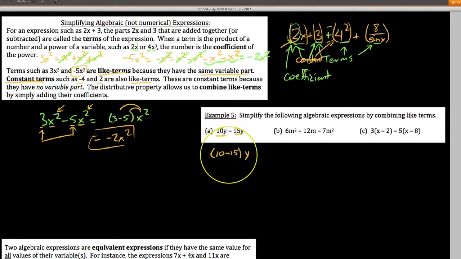Okay, not many people write this out, actually. I was just writing it out for note's sake, but we say, well, 10y minus 15y's, these are like terms. We say this is negative 5 of these y things. Okay, and again over here, we notice here, we say 6m squared minus 12m's to the first minus 7m squared.